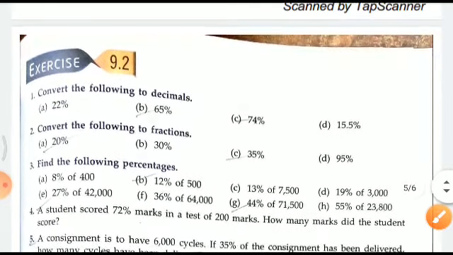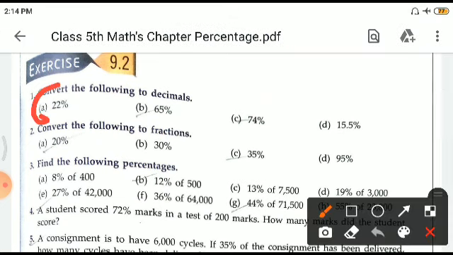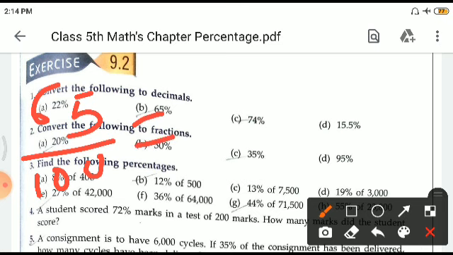Now straight away come to Exercise 9.2. See, from the first one, convert the following to decimals. It is 65%. How to solve it? Yes, we will be writing it as 65 upon 100. In the numerator there are only units and tens, so we will follow the same strategy of putting a decimal at the hundreds place. Right?